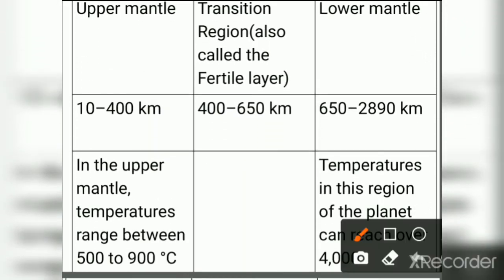So the classification is upper mantle, transition region and lower mantle. The upper mantle extends from 10 to 400 kilometers, so from the bottom of the crust to 400 kilometers. The transition region extends from 400 to 650 kilometers and the lower mantle extends from 650 to 2890 kilometers. So 10 to 400, 400 to 650, 650 to 2890 kilometers. In the upper mantle, temperature ranges from 500 to 900 degrees Celsius, while the lower mantle has 4000 degrees Celsius.